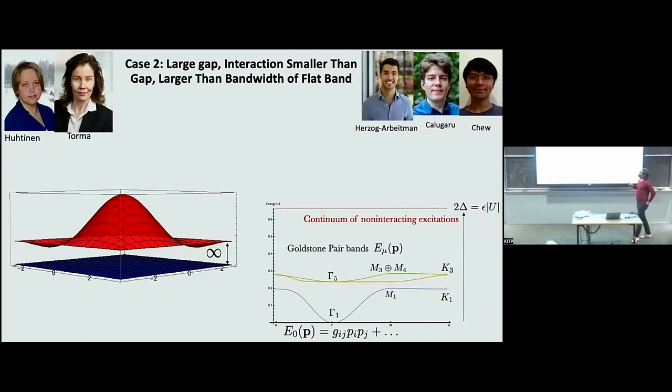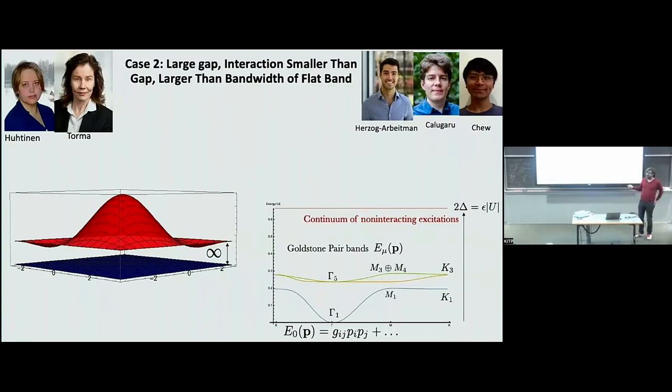But there are two cases that, the way I think about flat band interactions, you can separate the problem into, and this is a case that I won't be looking at. This is the case where I have a flat band and the energy gap to the dispersive band is large. Here I put it to be infinity. And large meaning larger than the interaction scale.